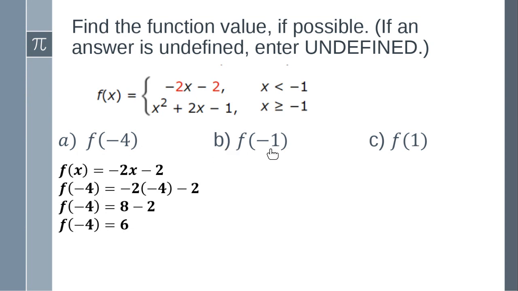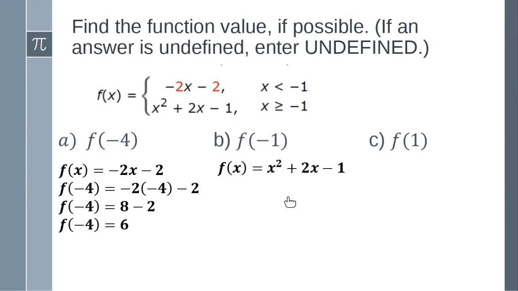So let's look at B. Which one are we going to use for -1? Now, -1 is not less than -1. -1 is equal to -1. So the right function to use is the second one, because -1 is greater than or equal to -1. So the one we're going to use is this one.